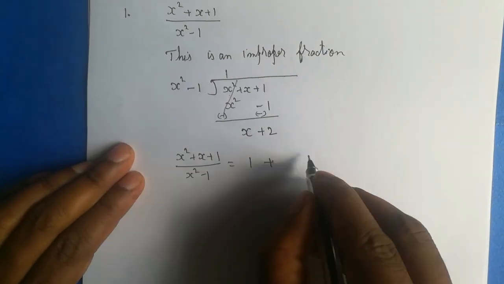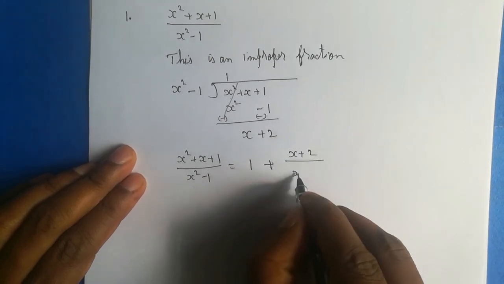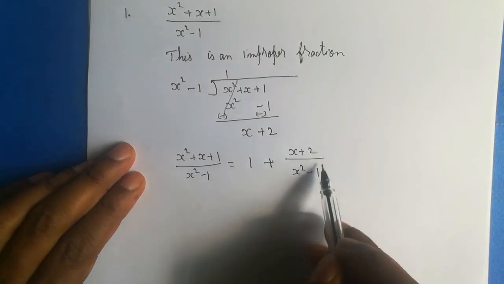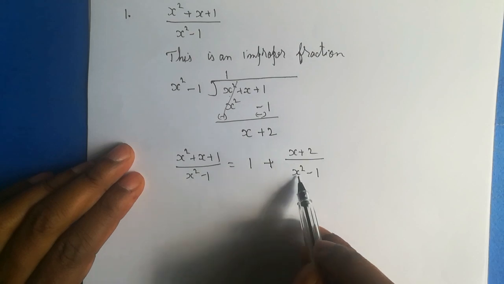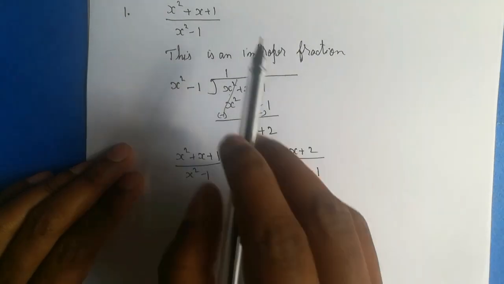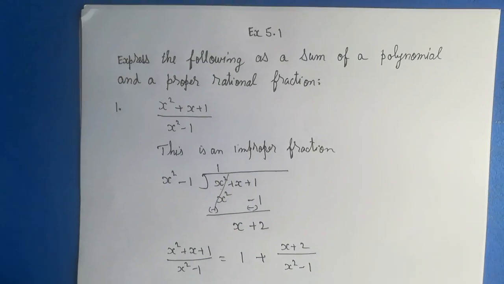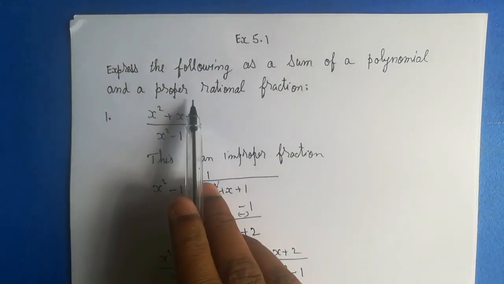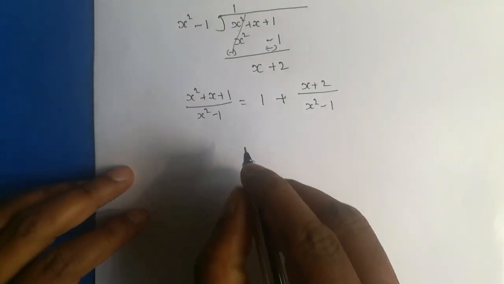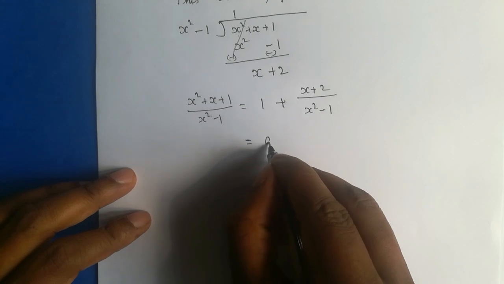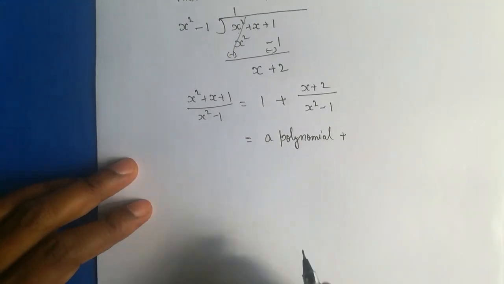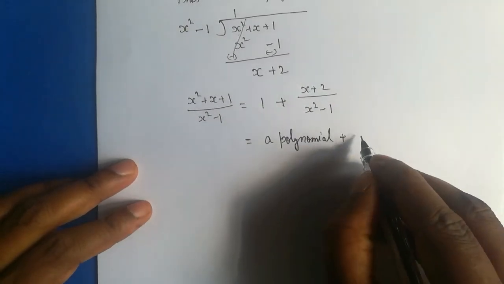numerator plus x by 2 by x square minus 1. Now check whether this is proper or improper. This is a proper fraction because numerator degree is 1, denominator degree is 2. So the question is, express the sum as a polynomial and a proper rational fraction. So this is equal to a polynomial plus this proper rational fraction.